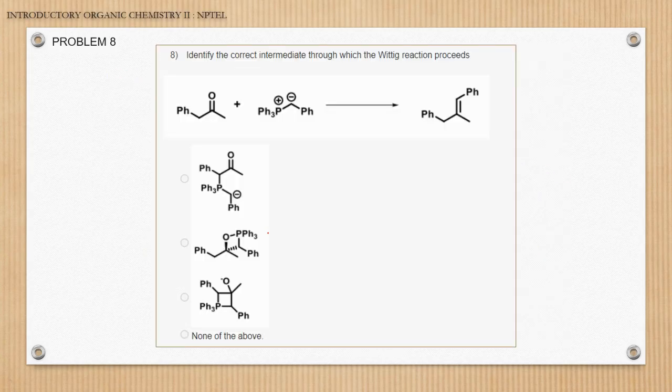So now coming again to problem number 8. Here you have to identify the correct intermediate through which the Wittig reaction proceeds. So here also they have treated the ketone with the Wittig salt. So you have got this alkene formed, right? So they are asking the correct intermediate. So can anyone tell me, based on the mechanism of the Wittig reaction, which will be the correct intermediate for this transformation?